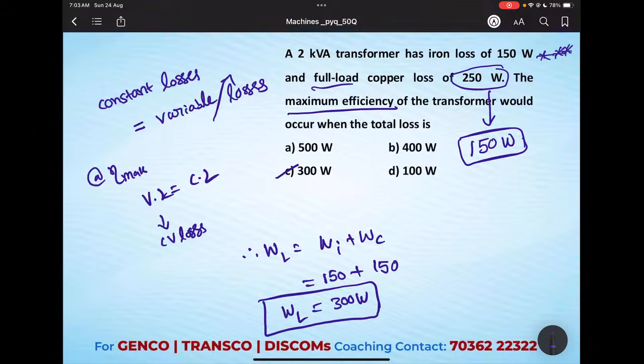Is it clear? The question is very easy. We all know that at maximum efficiency, constant losses equal variable losses, but the given data gets a little confusing. Copper losses are given as 250 watts and iron losses as 150 watts. The total losses you might get as 400 watts, but that is not correct. So we need to read the question very carefully. At maximum efficiency, we need to bring down the variable losses to the constant losses. Then only we are going to get the maximum efficiency. Is it clear?